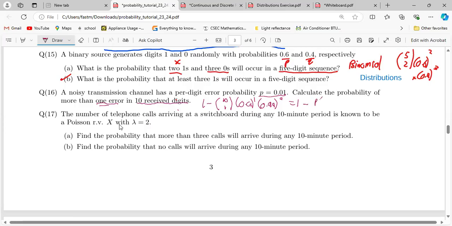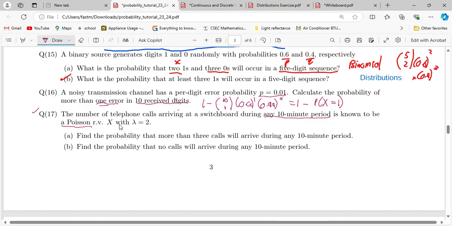So 1 minus the probability x is equal to 1 will give you everything else that you need. Okay, this tree. Right, look at 17. So the steady number of telephone calls arriving at a switchboard during any 10-minute period. So they gave you a specified time for it to happen. And it is known to be, well, in this case they gave it to you, but even if it didn't give it to you, you will know it's Poisson because it gave you the time period, specified time or space. So this here is a straight up Poisson.